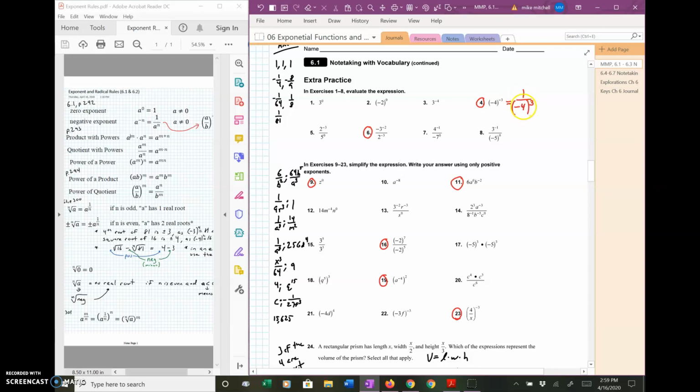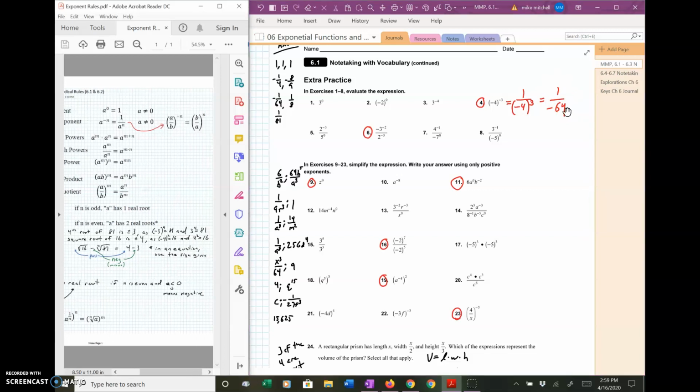Notice the negative is in parentheses. That's different than number 6. So this is going to be 1 over negative 4 times negative 4 times negative 4. Negative times negative is positive, times a third negative is negative. That's going to give me 1 over negative 64. You do need to get better with your mental arithmetic in this.